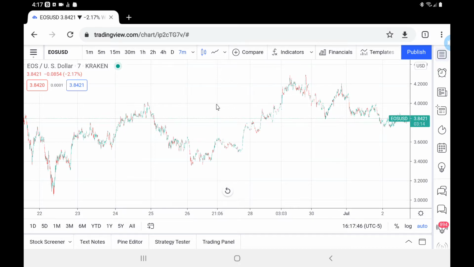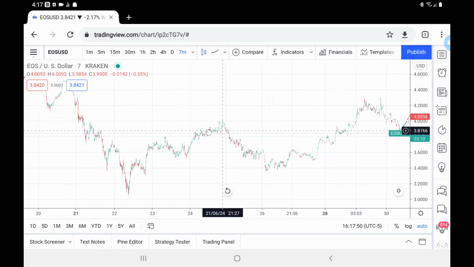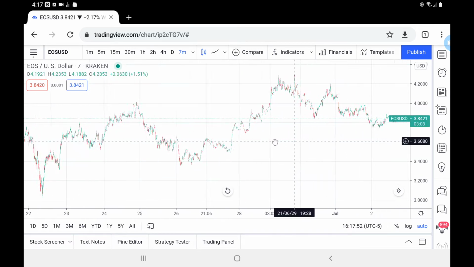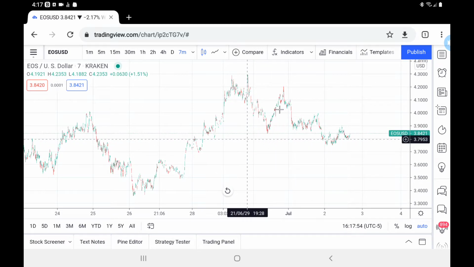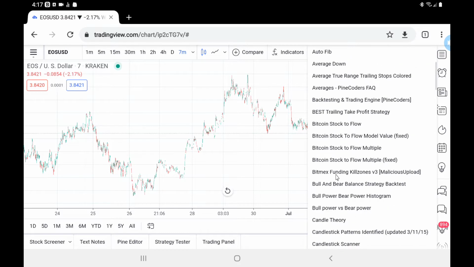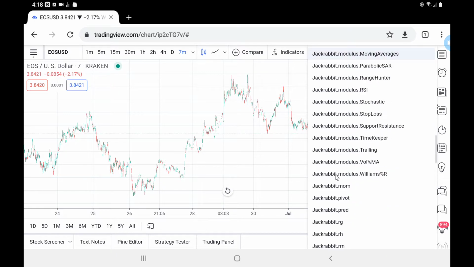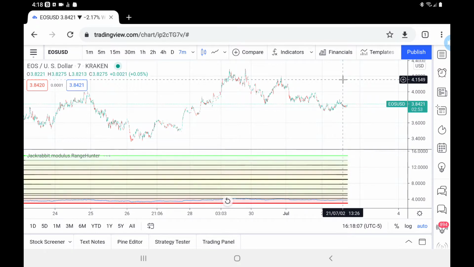Now the very first thing that I need to find out in looking at this coin is, is it overvalued or underpriced? So that starts with Range Hunter. Even if I don't use it in the end formula or the end recipe, knowing where the coin sits is important. Okay, let's go through the setup process.